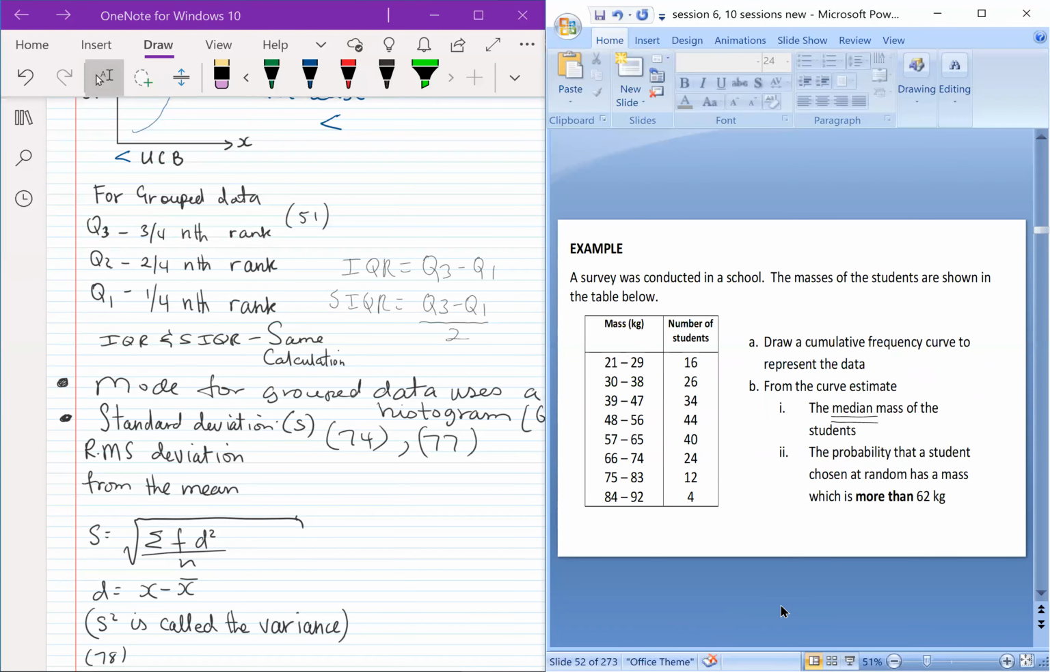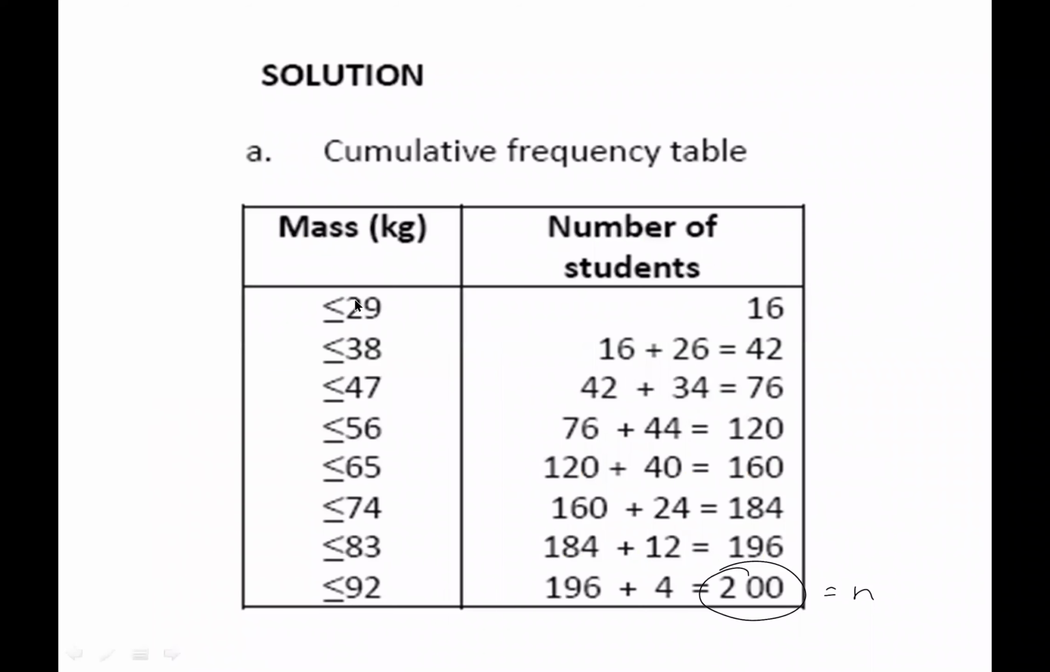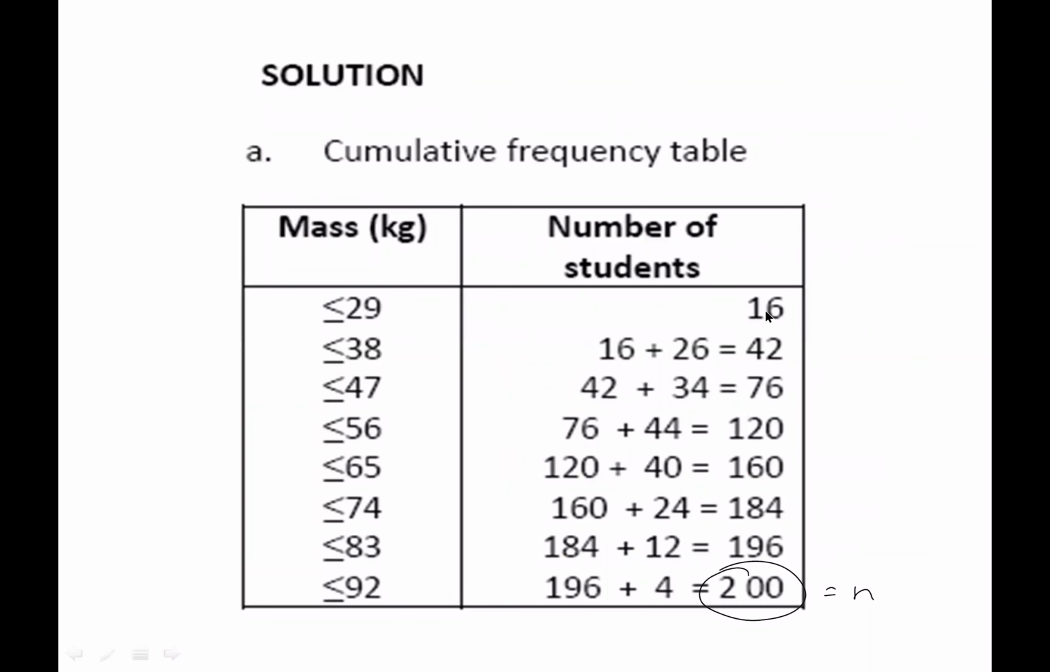So let's see an example of that. They say a survey was conducted in a school and the masses of the students are shown in the table. Draw a cumulative frequency curve to represent the data, and from the curve estimate the median mass of the students, and then a probability. Now you see the words more than, that means that you have to use option 1, where we have the upper class limits on the x-axis. So less than or equal to 29, less than or equal to 38, and so on, and you use your cumulative frequency as we would have normally done before.